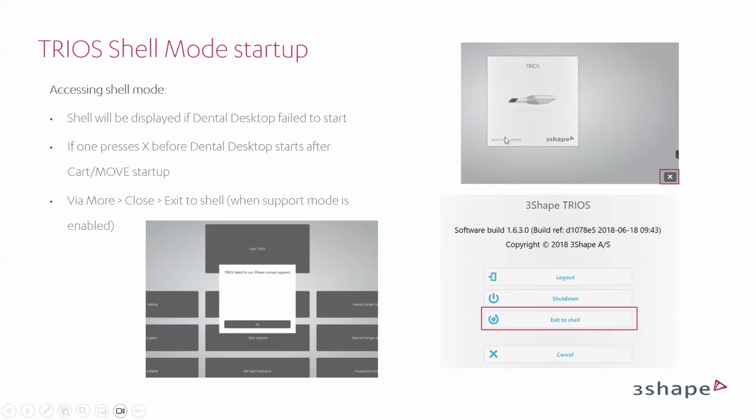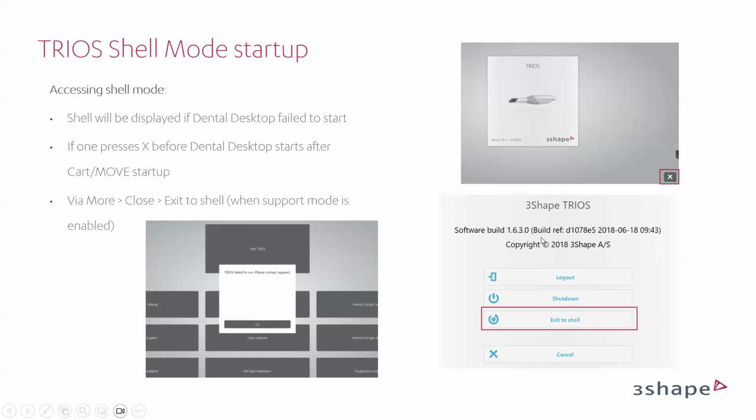The shell mode will be displayed if Dental Desktop failed to start, like we have on the screen, or if one presses the X, the cross button, before the Dental Desktop starts after the cart or Move startup. Also, you can go in via exit to shell when the support mode is enabled.